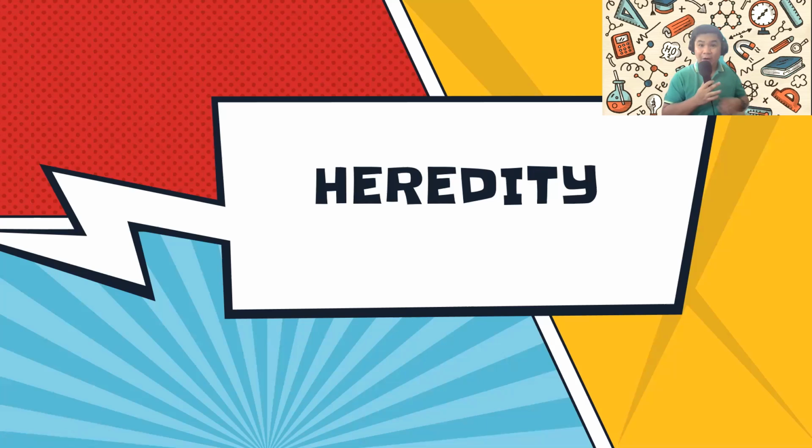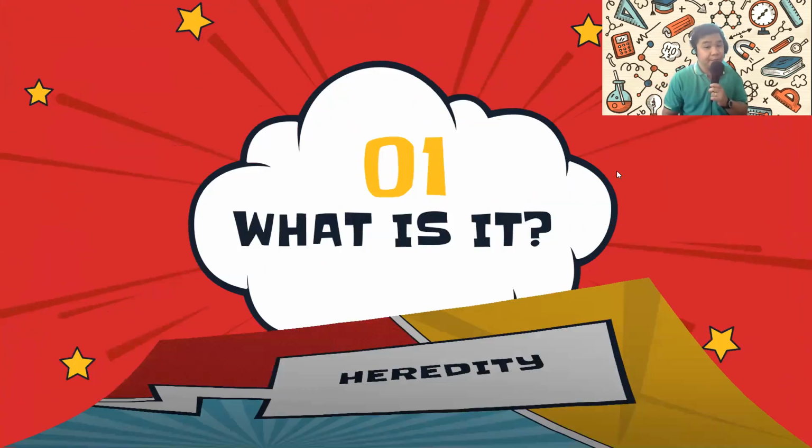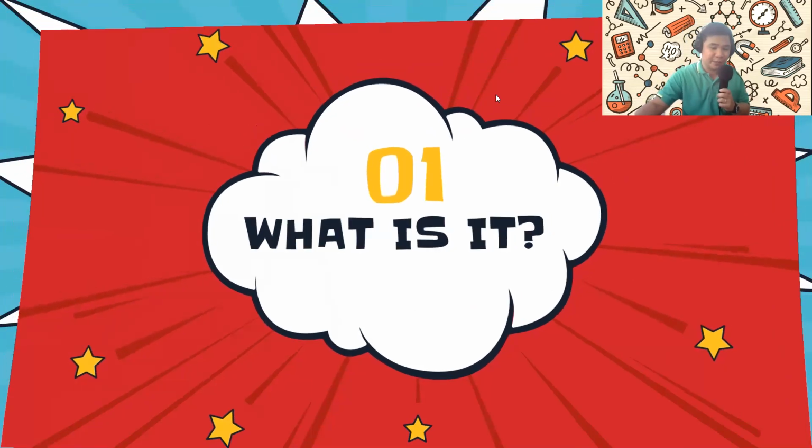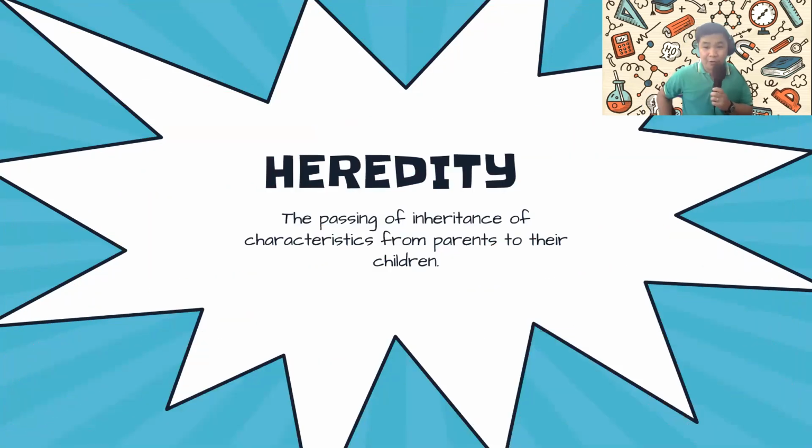Heredity. Now, the first thing we need to know is, what is it? What is heredity? I'm going to teach you, but you need to know what it is first. So let's start. According to our book, heredity is the passing of inheritance of characteristics from parents to their children.